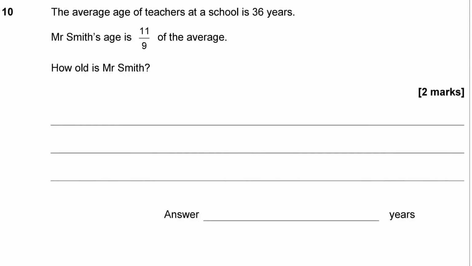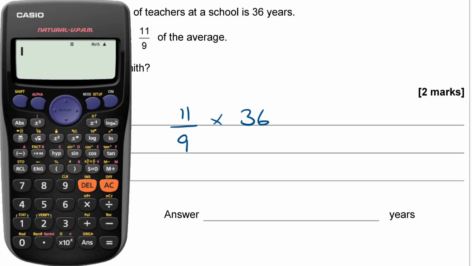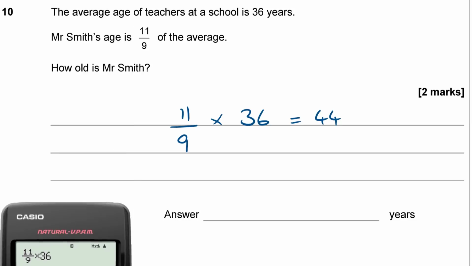Question 10. The average age of teachers at a school is 36 years. Mr. Smith's age is 11/9 of the average. How old is Mr. Smith? So what we're being asked to find here is 11/9 of 36. When we've got a fraction like that, if you've got a nice calculator like this, you can just type in the fraction, 11/9. Otherwise, you can just multiply by 11 and divide by 9. But I make that 44. So Mr. Smith is older than average.